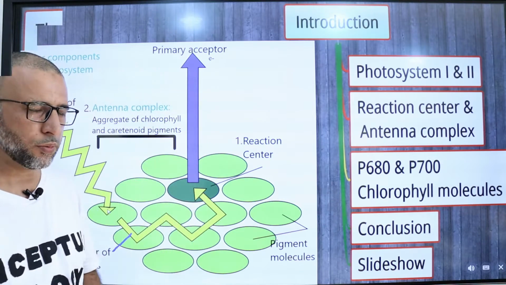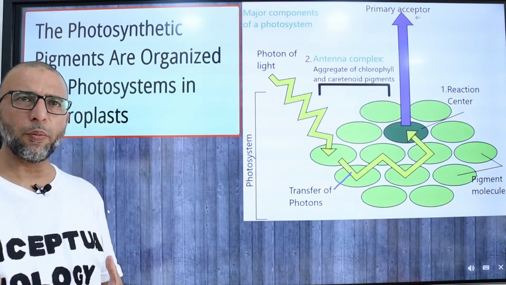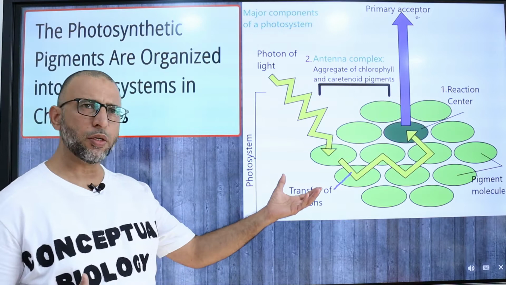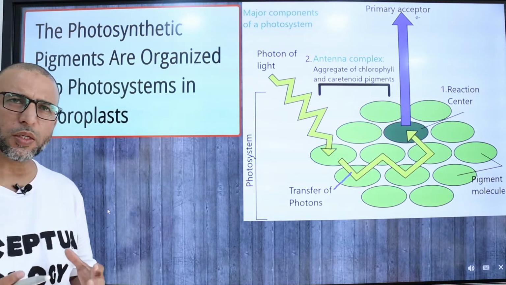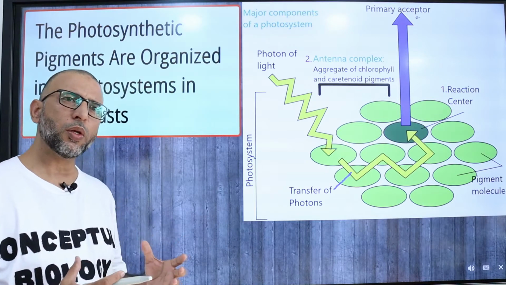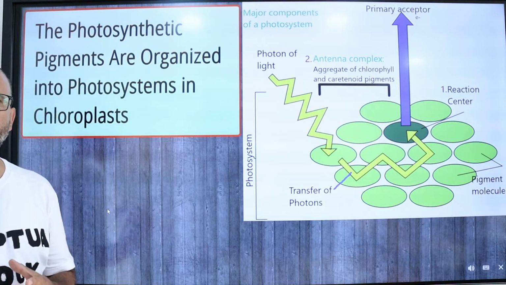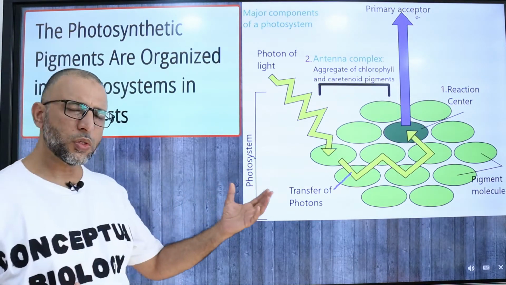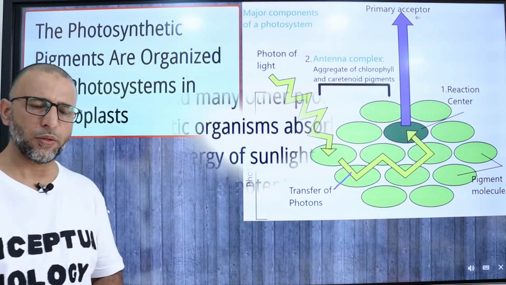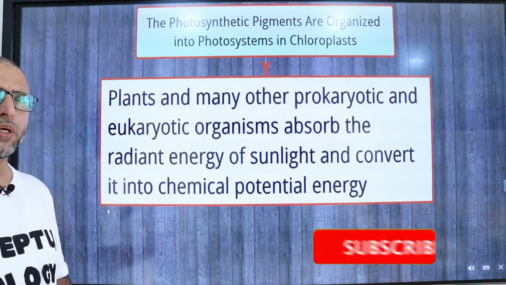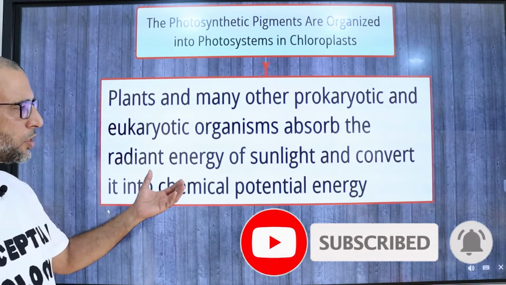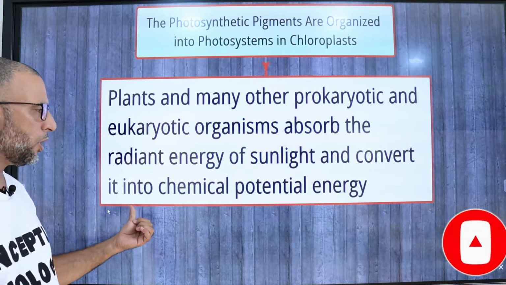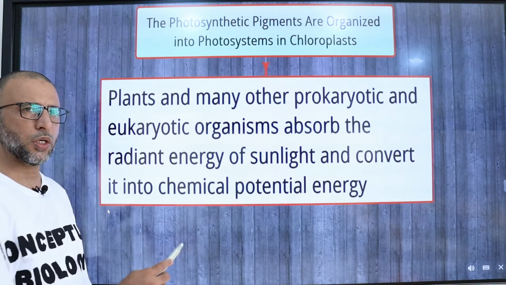Plants make an amazing variety of pigment molecules. Plants are creatures of light. They sense light to control their growth and rapid responses to the environment. They use light as their source of energy. Plants and many other prokaryotic and eukaryotic organisms absorb radiant energy of sunlight and convert it into chemical potential energy.